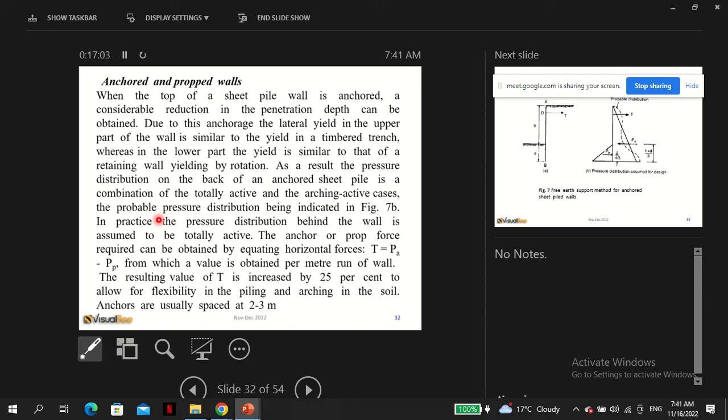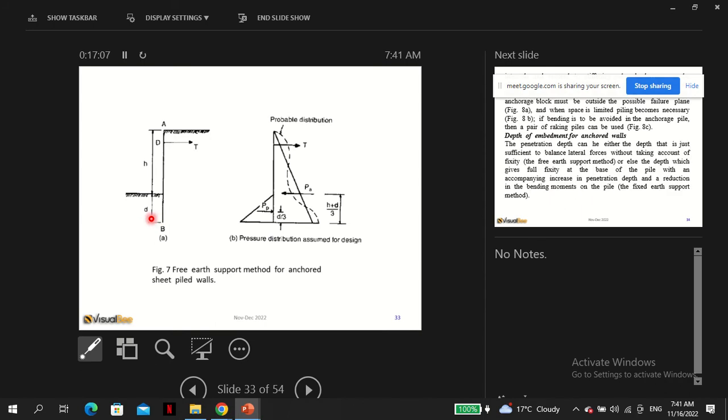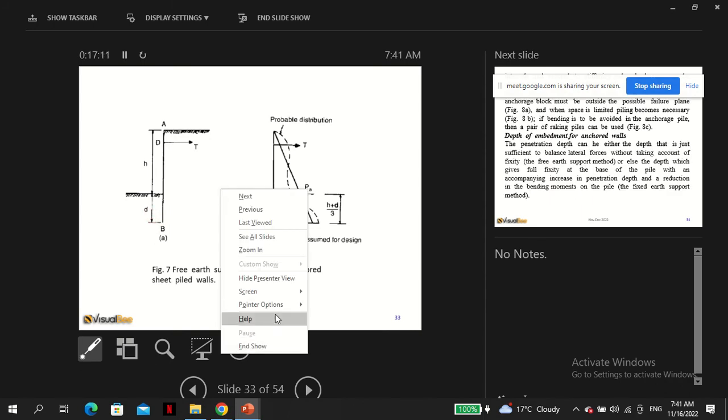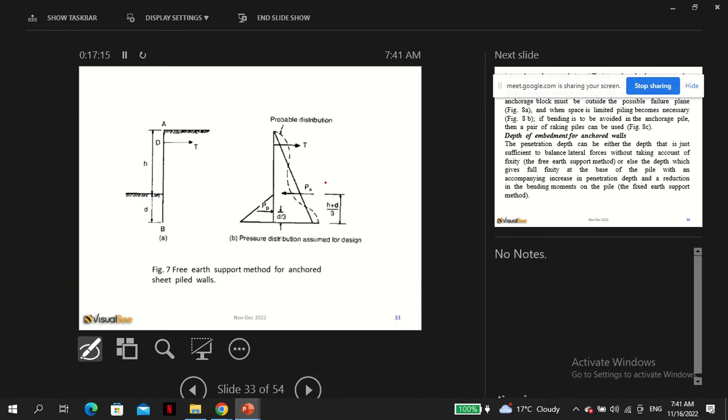Anchors are usually spaced at 2 to 3 meters. Because of this, all these forces have to be balanced. So, how to get PP: assume T is positive. Assume T in this direction is positive. That means forces in this direction are negative.